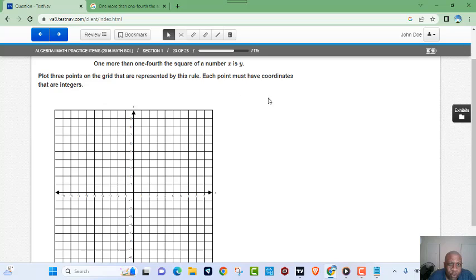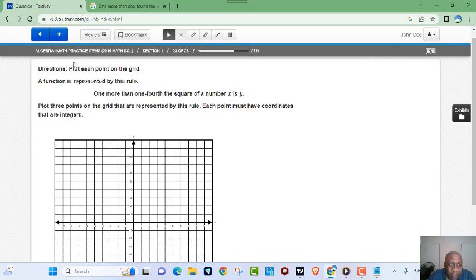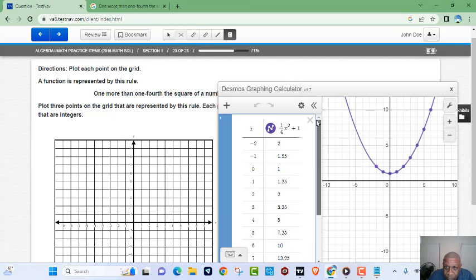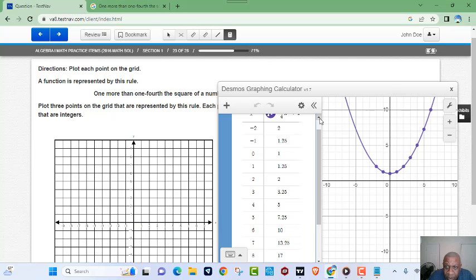Okay, let's take a look at number 23 here. So let's see what it says. Plot each point on the grid. A function is represented by this rule. 1 more than 1/4 the square of a number x is y. Plot 3 points on the grid that are represented by this rule. Each point must have coordinates that are integers. Okay, well, let's open up DESMOS again. Let's get rid of all of this here.